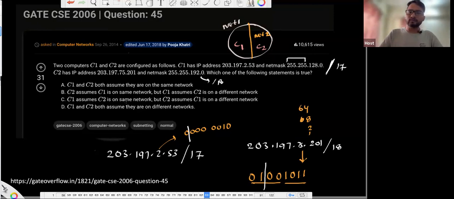So what is the answer? C1 assumes C2 is on the same network, but C2 assumes C1 is on a different network.